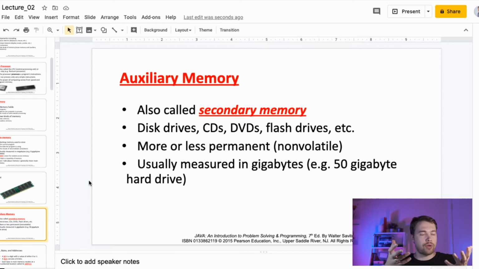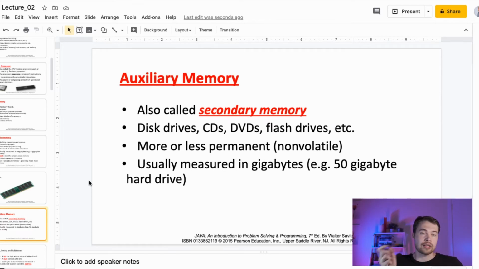So check this out. When you have a hard drive and you turn off your computer, the data which is on your hard drive is not erased, right? It's still there. If you install some kind of program on your computer, when you turn that computer off and then turn it back on, that program is still there. That data is still there, right? So that's why it's considered to be non-volatile.